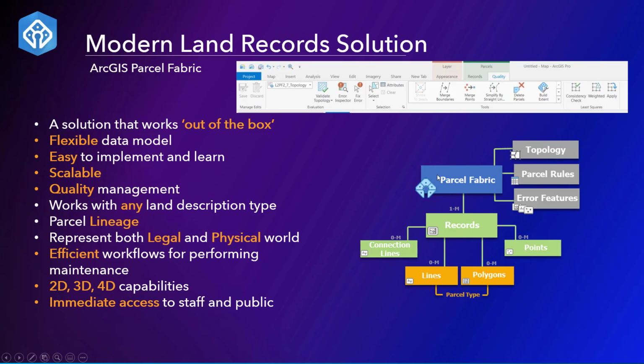Again, the Parcel Fabric is a controller dataset. It maintains the records, which are the way land is transacted. It has connection lines, which are those lines that say beginning at this corner, thence proceeding to a certain point to the true beginning of a particular lease or parcel. And then we have the points, which are kind of the glue that holds everything together and keeps everything coincident. Each parcel type will have its own polygons and lines with its own set of attributes. And in addition to that, the fabric will control the error features, any parcel rules, and any topology.